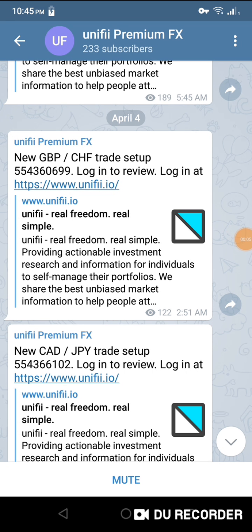I'm going to show you how easy and simple it is to take your trade setup and place your trade. This right here I have open is the Telegram app where you would get your trade signals. The one that we're going to be looking for is the one that says GBP/CHF. And the number up under there is the number they use to log into trades. So you want to pay attention to that number also to make sure you're looking at the right trade.